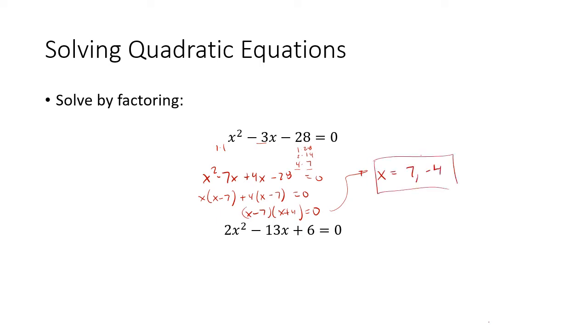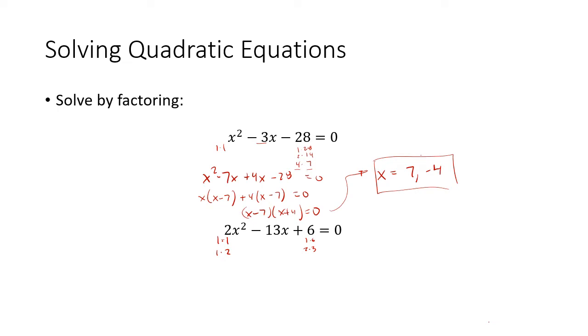Okay, for that one. This one is a little more difficult because my leading coefficient is no longer 1. So I have the possibility of 1 times 1 and the possibility of 1 times 2, or negative 1, negative 2. Okay, 6 is 1 times 6 or 2 times 3. Those are the two ways to get 6.